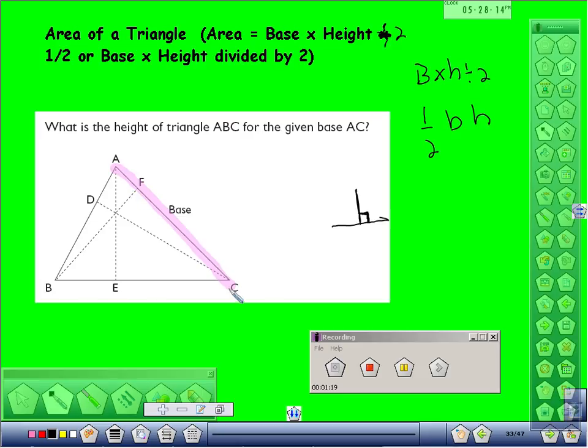Okay, here's the base. CB. CB does not form a square, doesn't form a perpendicular line. AB, no, AB also does not form a perpendicular, doesn't form a 90-degree line. But look right here, BF. BF, you could actually make a square right in here. So BF is perpendicular to AC. So the height would be BF. Now if you called it FB, that would be fine also. Either one, you're just naming the same exact line. So the base, the height.